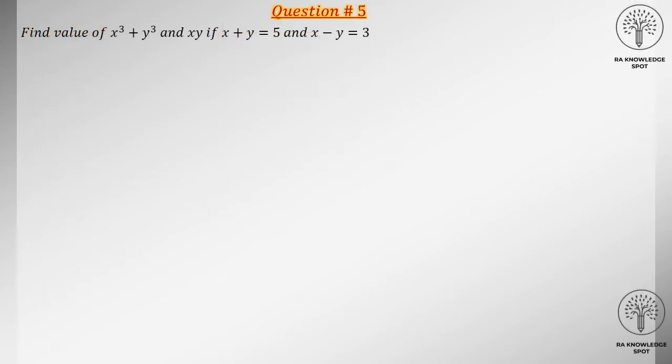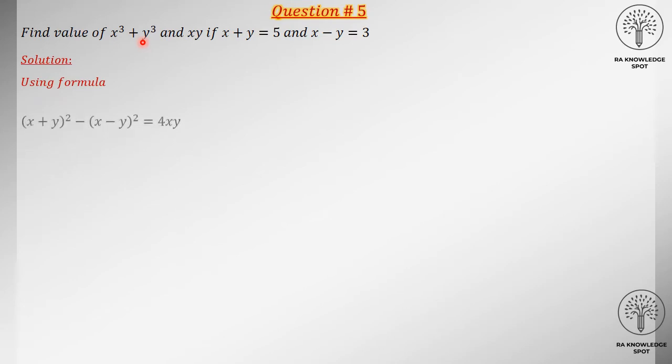Now this is question number 5: find the values of x cube plus y cube and xy if x plus y is equal to 5 and x minus y is equal to 3. Dear students, this is quite different from the rest of the questions, and this question actually relates to exercise 4.2. Once again you have two pieces of information, x plus y is equal to 5 and x minus y is equal to 3. We have to find x cube plus y cube.